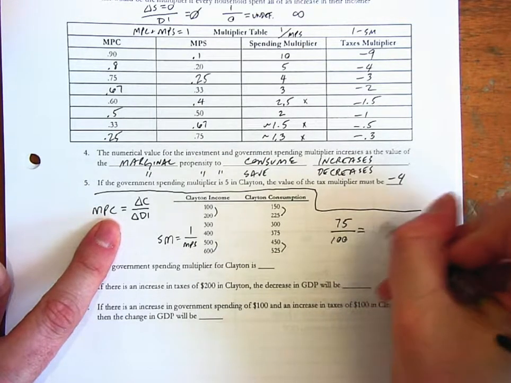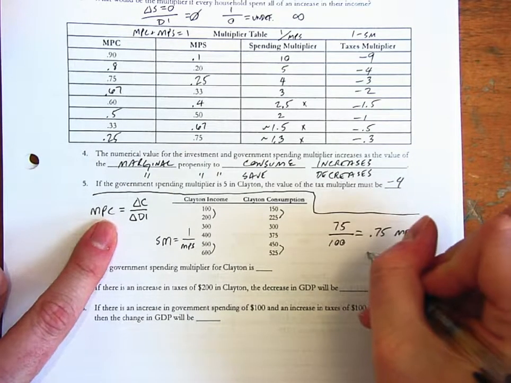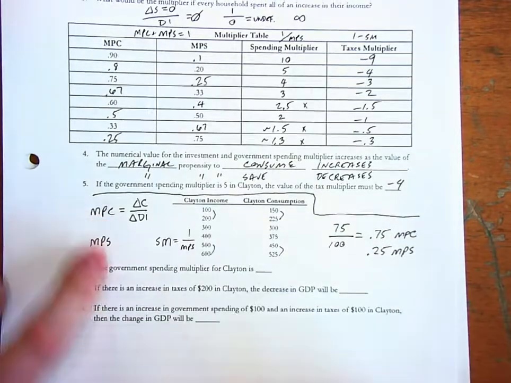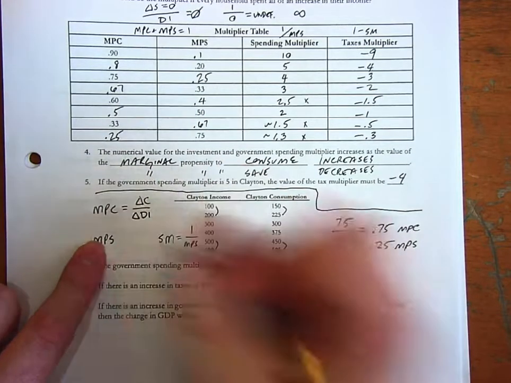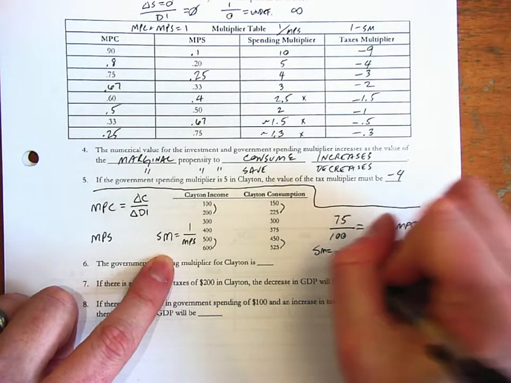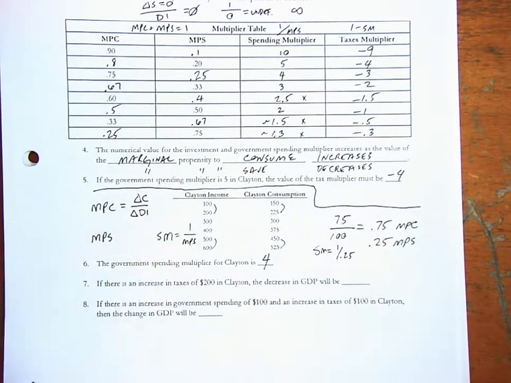So here we have 0.75 MPC, which means that the MPS is 0.25, because if you add these two values together, you get 1. Now, spending multiplier, SM, is 1 over 0.25, so that is 4.